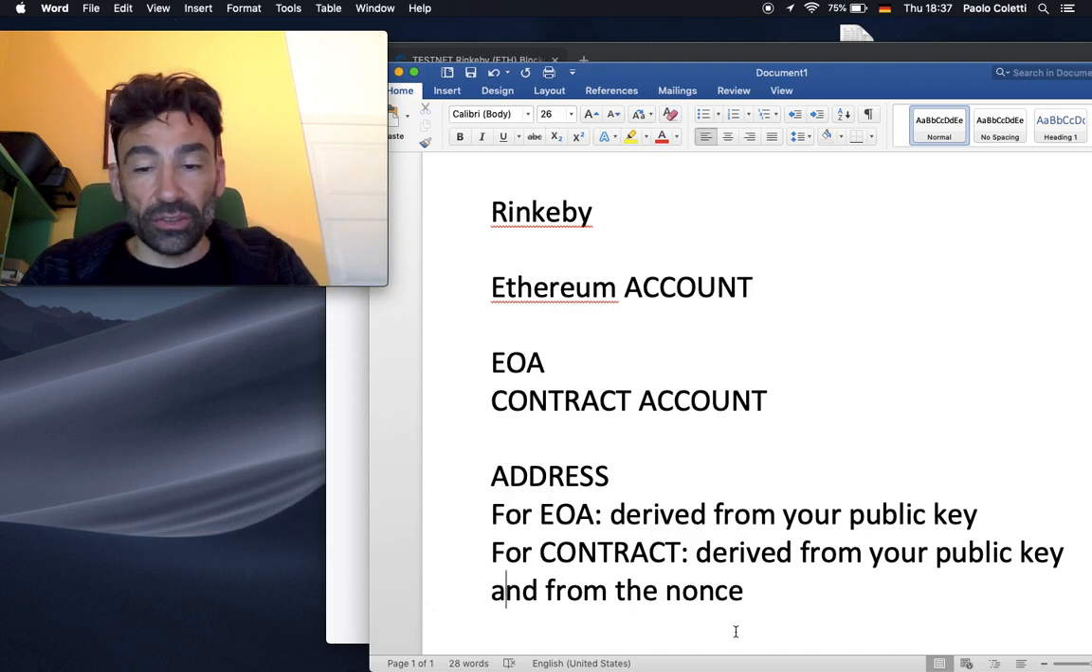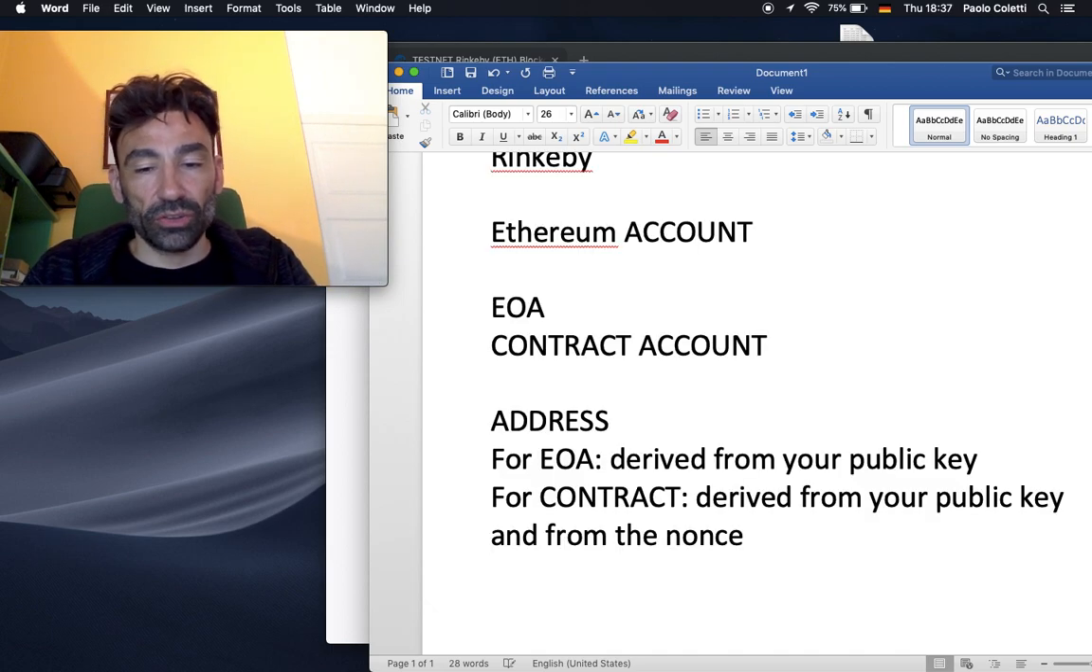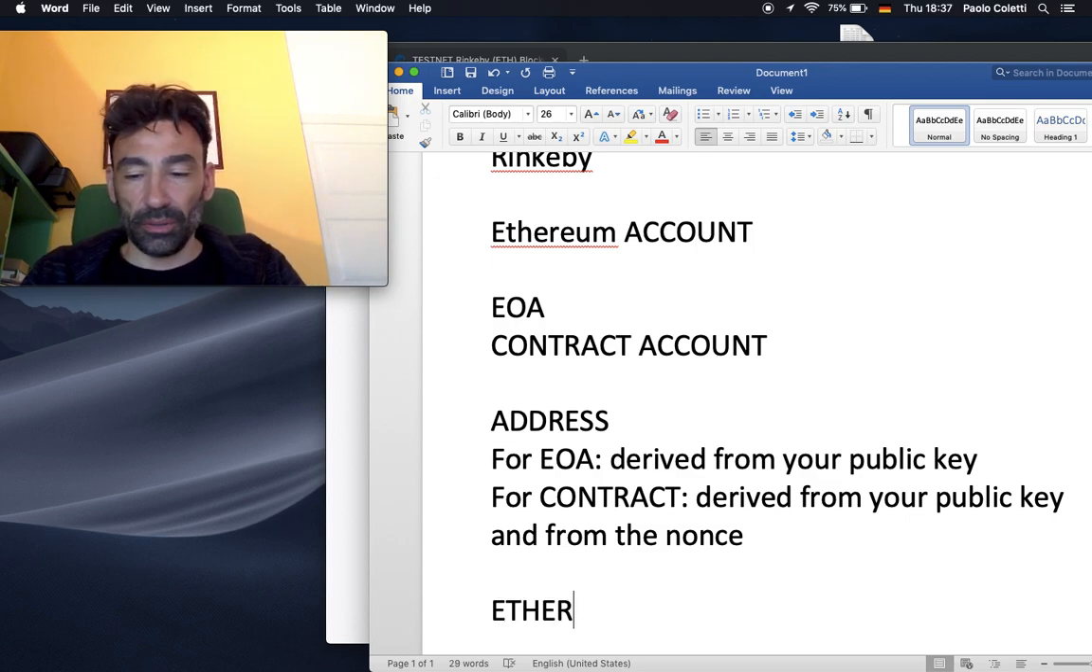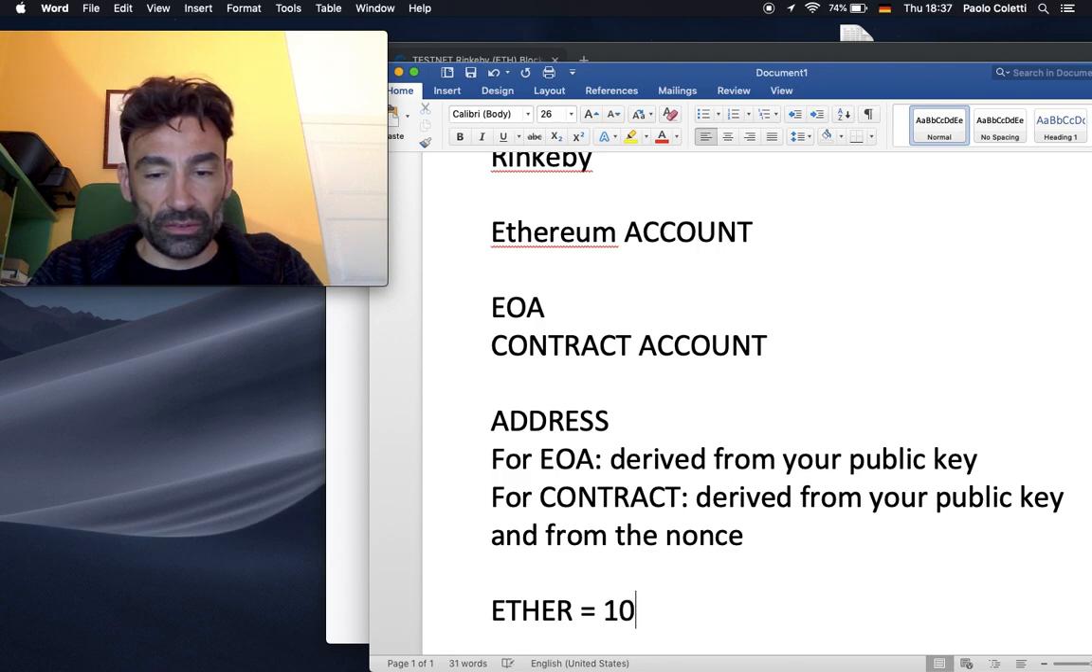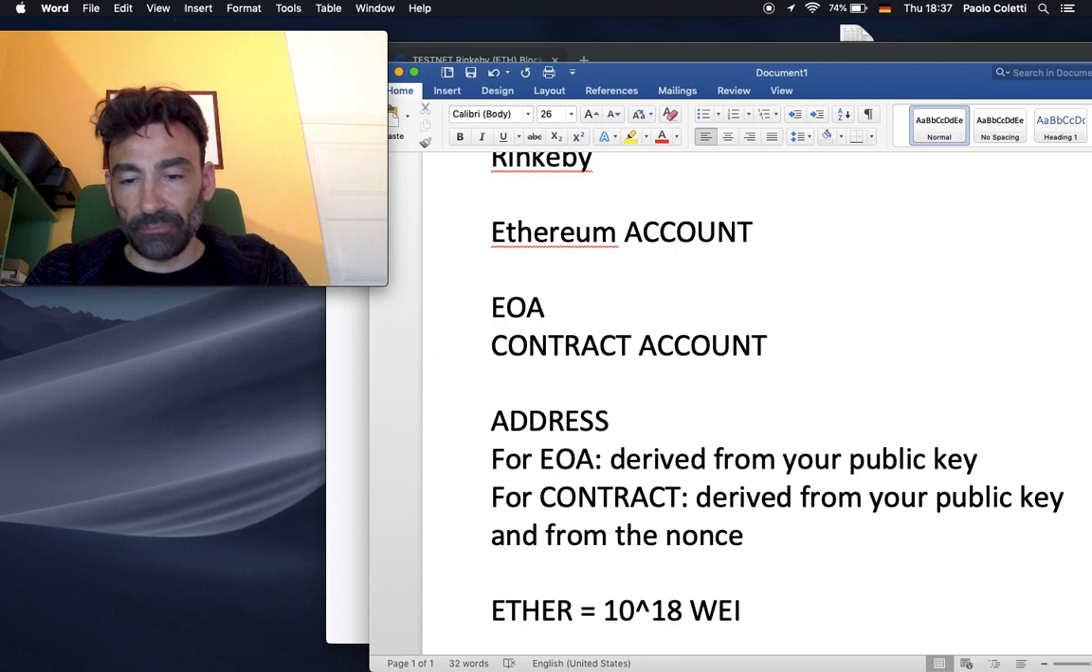Okay, let's talk about Ether now. As I told you before, Ether is the money on the Ethereum blockchain. One Ether is currently worth approximately $170. One Ether has 10 to the power of 18 Wei. It's a unit of measure. So one Ether can be subdivided into 1 followed by 18 zeros.